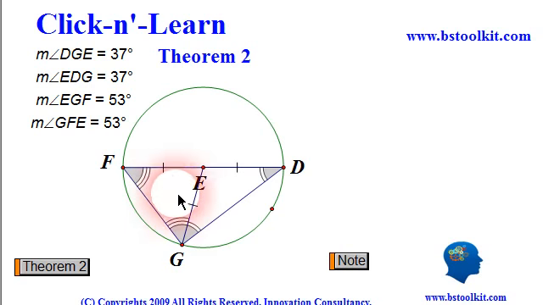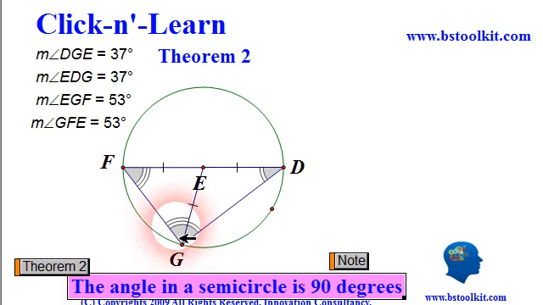So we can say that the angle in a semicircle is 90 degrees. This angle here is 90 degrees.